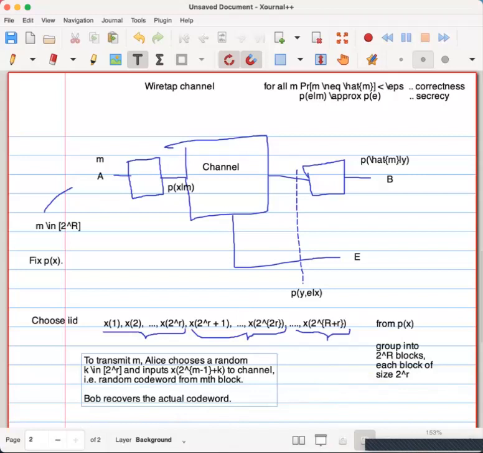And what Eve sees. Remember, Alice chooses a random k within the mth block, and this is chosen using private randomness. So Eve has no idea which code word in this block was sent. So what Eve sees: the probability of E given X.